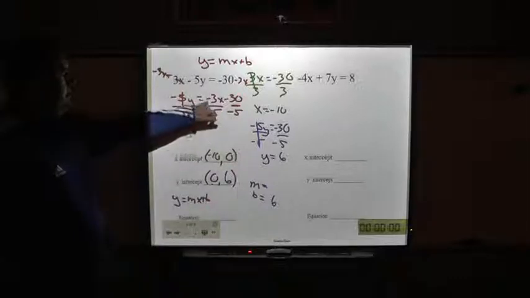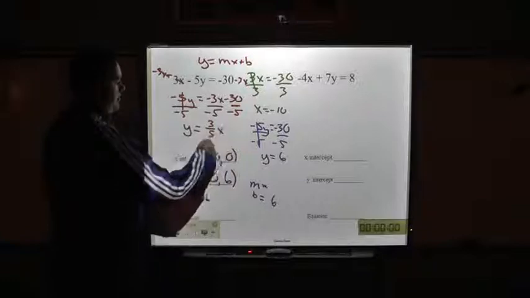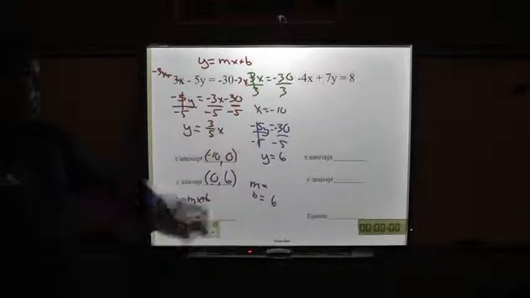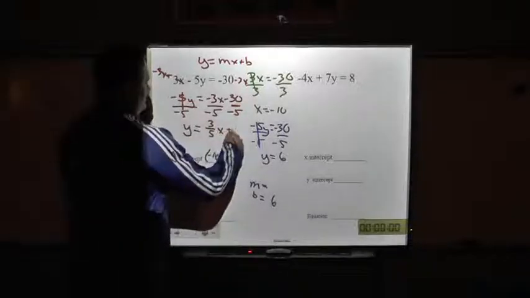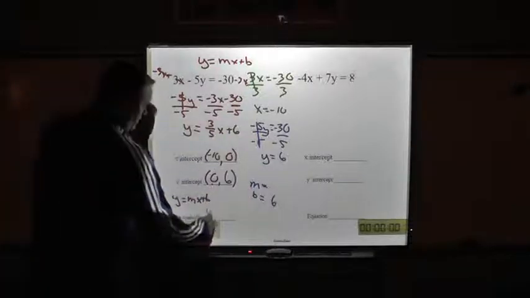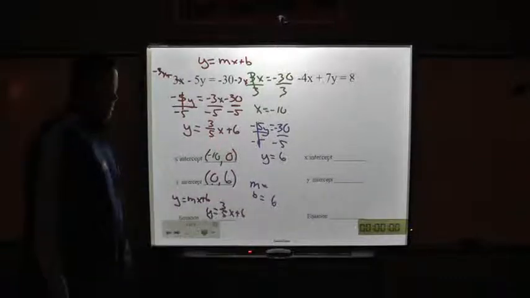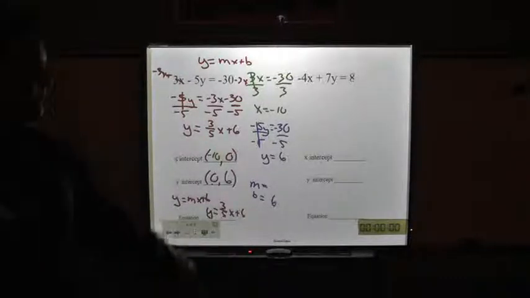Now, negative 3 divided by negative 5. Negative divided by negative is a positive. 3 over 5 doesn't reduce, so we just leave it as 3 over 5. And negative 30 divided by negative 5 is positive 6. Well, now you have your slope, which is 3 over 5. The equation is now y equals 3 over 5x plus 6. You're done. Okay.